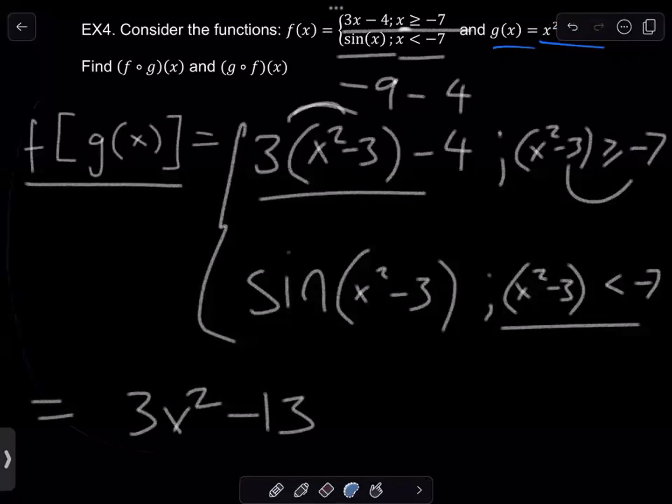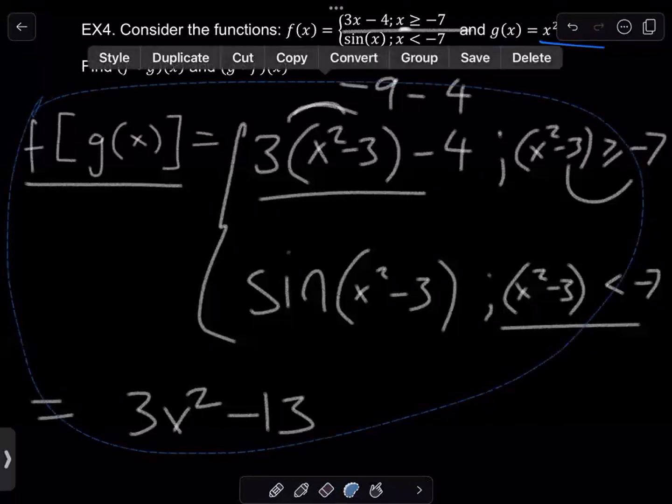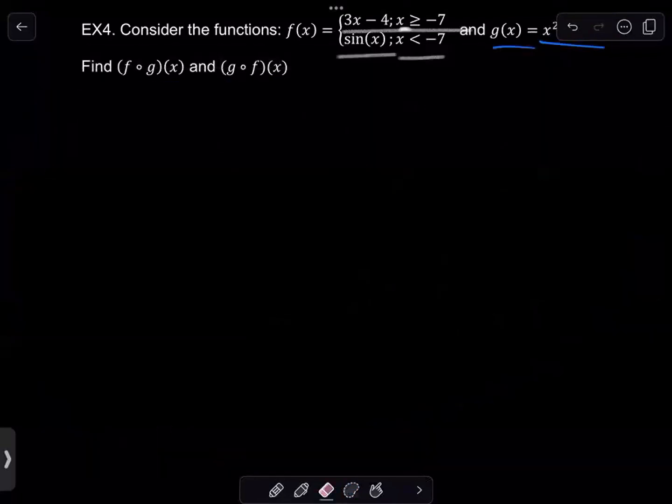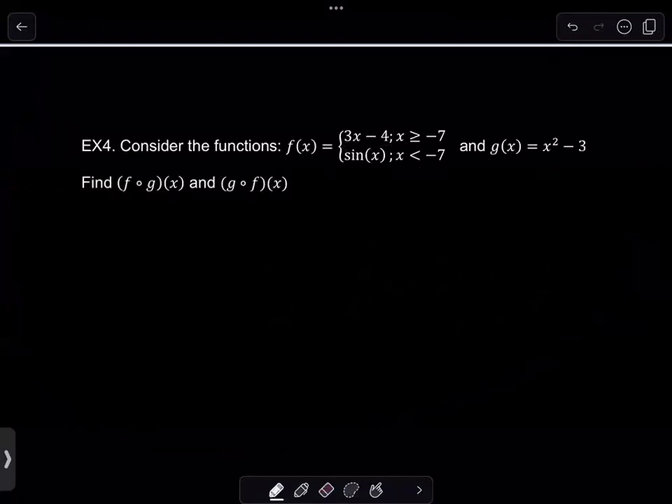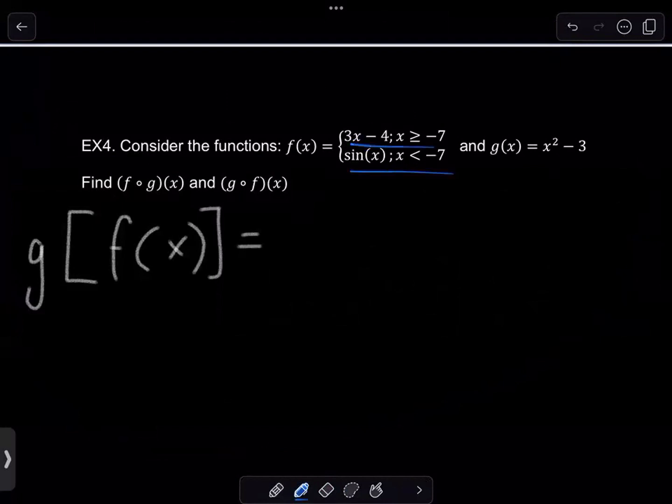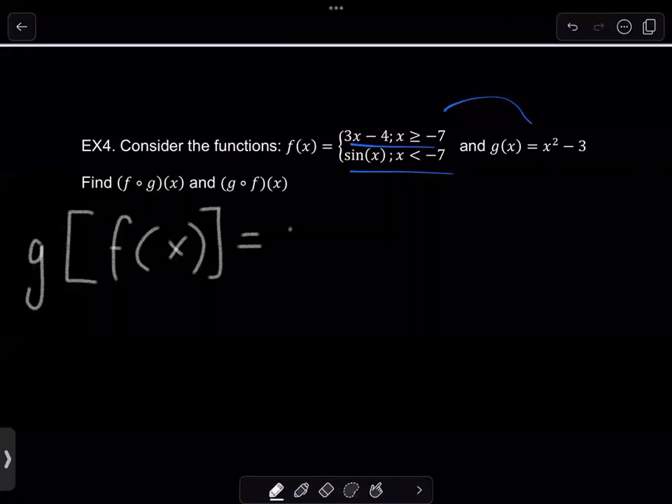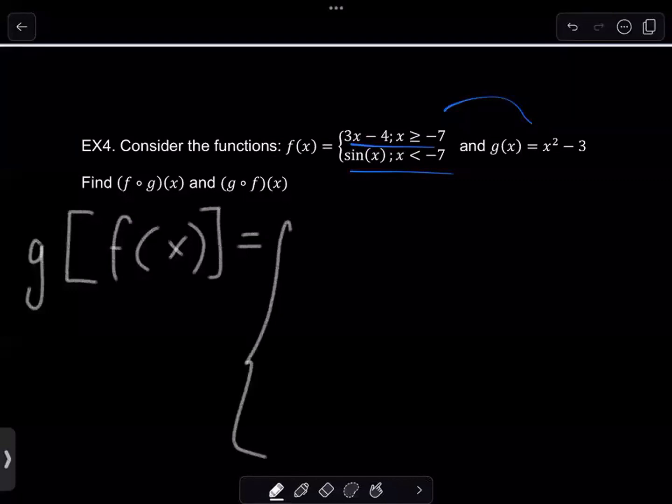Okay, let's look at g of f of x. So we have g circle f of x, and I like to write that as g of f of x. What we are doing here is inserting the piecewise function into the g function. So following a similar technique to what we did in exercise 3, we are going to get a piecewise function. So we have x squared minus 3.